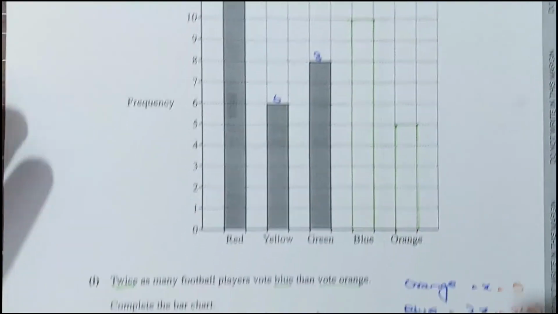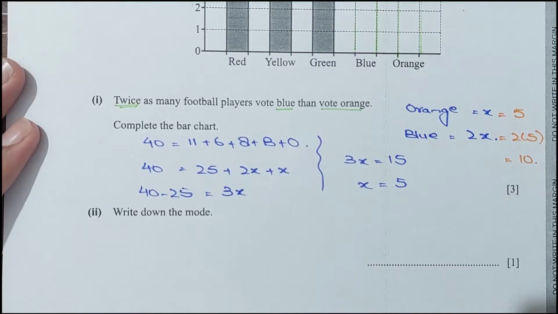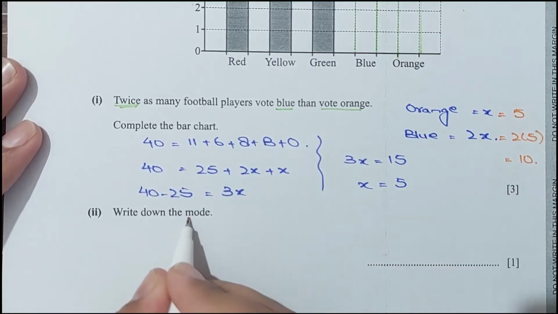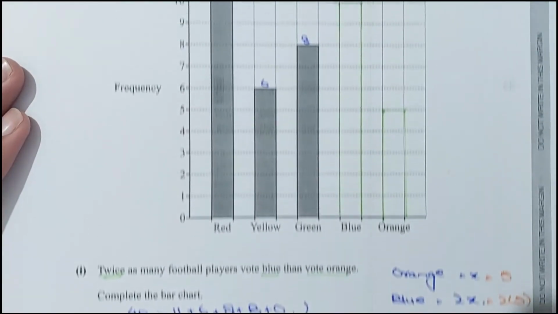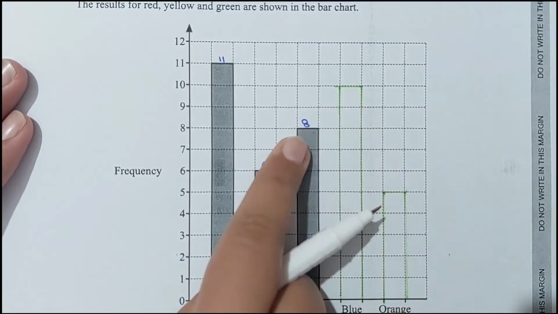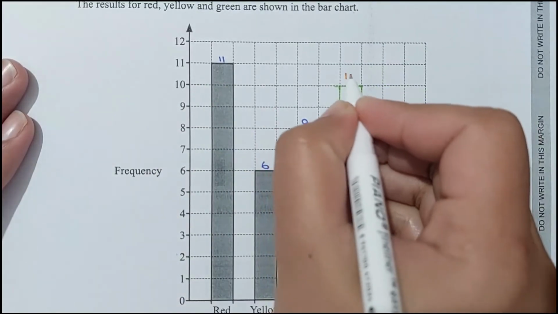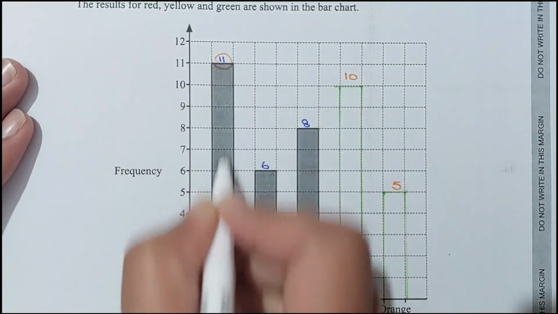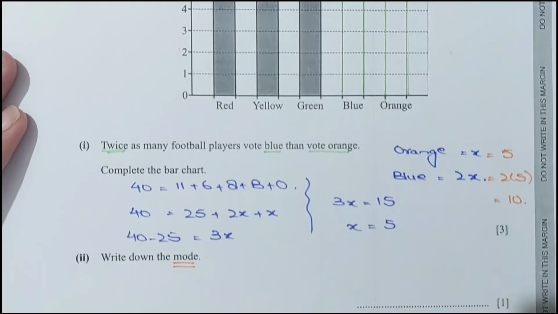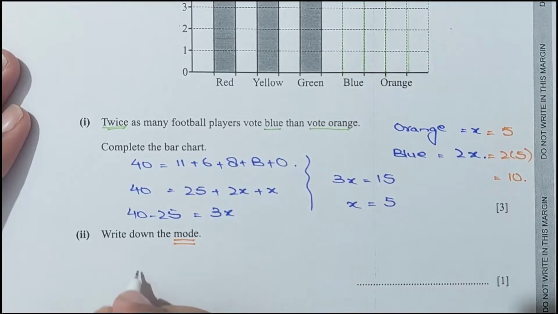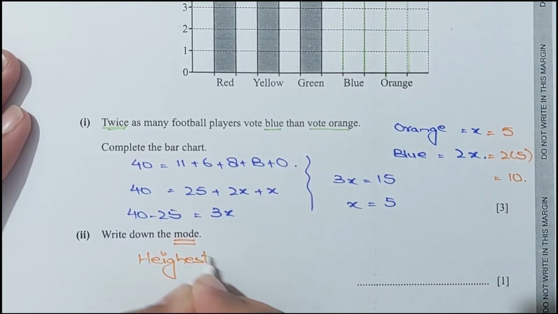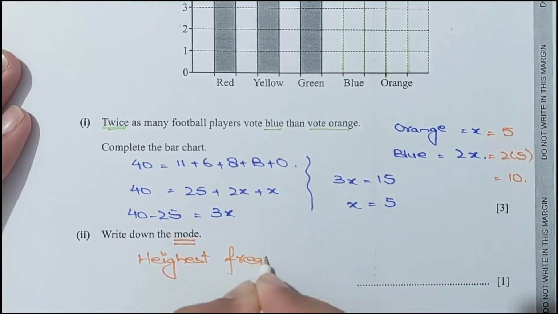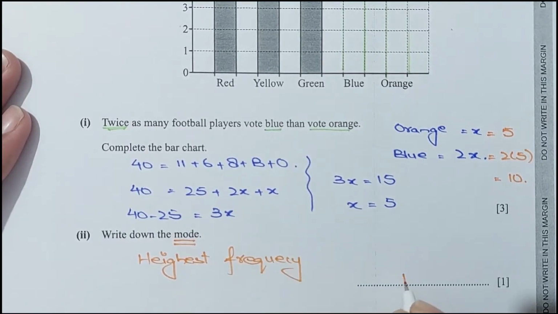Now for the second part, write down the mode. The mode is the highest frequency. The highest frequency is 11, which is at red, since blue is 10 and orange is 5. So the mode is red.